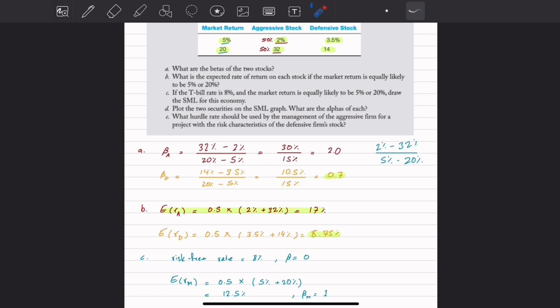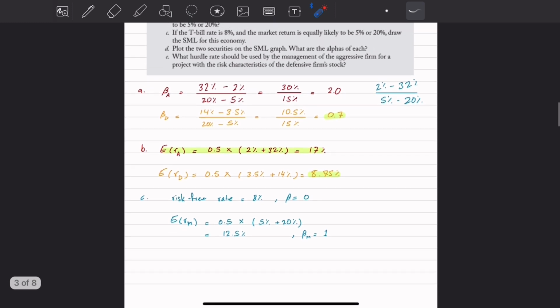And then, knowing this, the question told us that if there was an equal likelihood of the market achieving either 5% or 20% return, what would be the expected return on each of these stocks, the aggressive stock and the defensive stock? So we added the two expected returns, for each scenario, and then we multiplied the sum by the 50% chance. Okay.